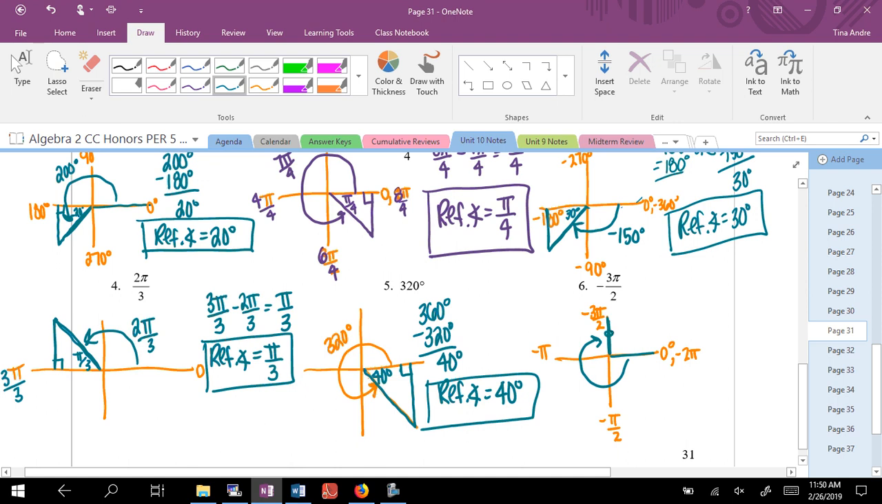which tells us that this is one of our quadrantal angles, which means there's no reference angle. So if you ever have one that lies on one of the axes, that means that there's no reference angle, because your reference angle has to be an acute angle, so between 0 and 90 degrees, and touching the x-axis, which in this case is impossible to do. So let's go ahead to the next page.